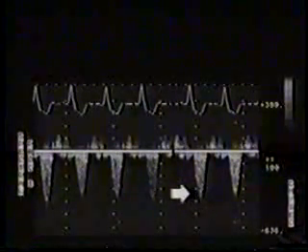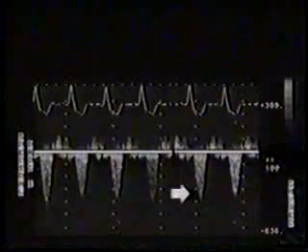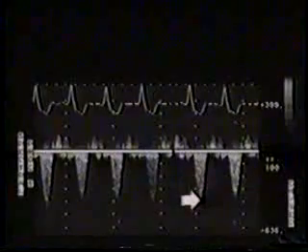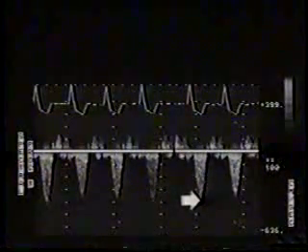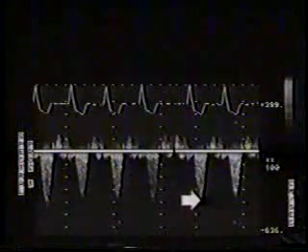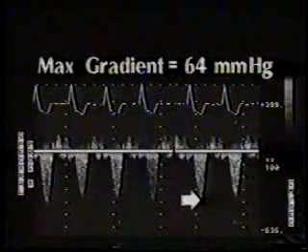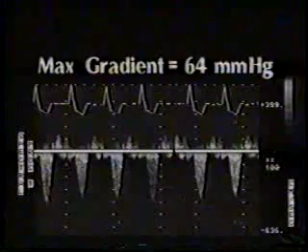The CW exam demonstrates a late peaking systolic profile typical of dynamic LVOT obstruction. The maximum velocity is 4 meters per second, which means that despite the aortic prosthesis, this patient still has a maximum instantaneous gradient of 64 millimeters of mercury across the LV outflow tract.